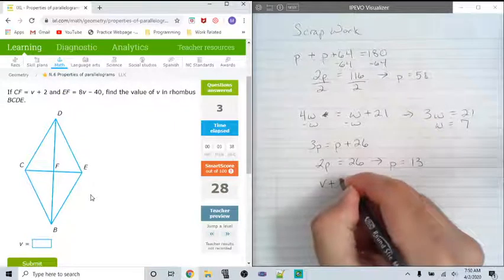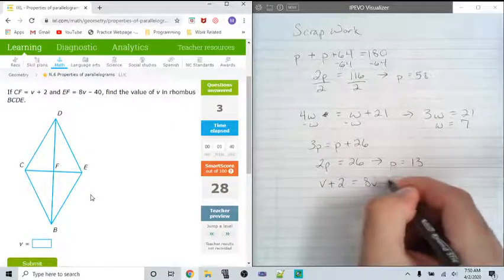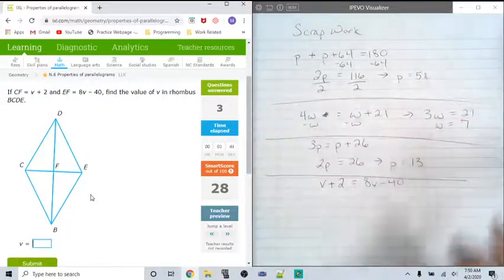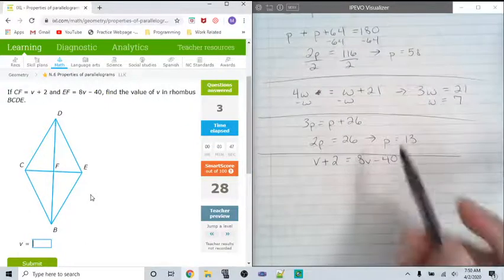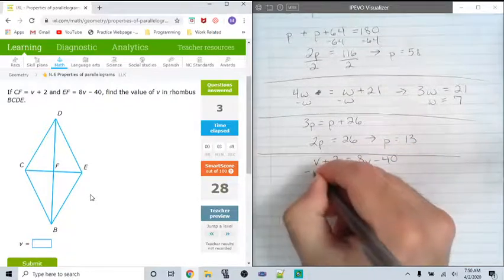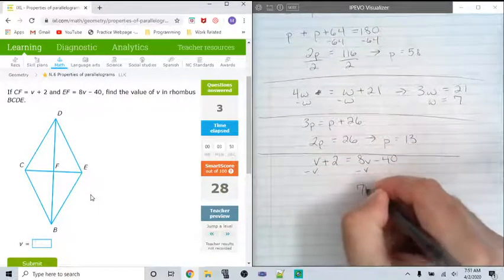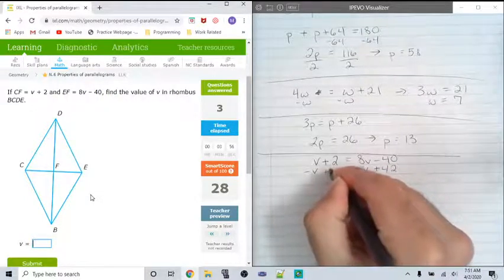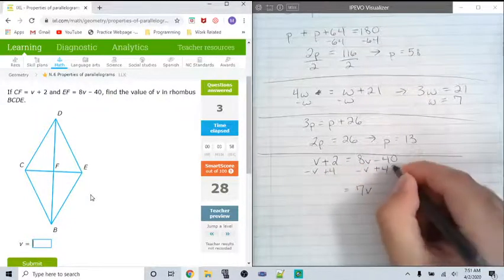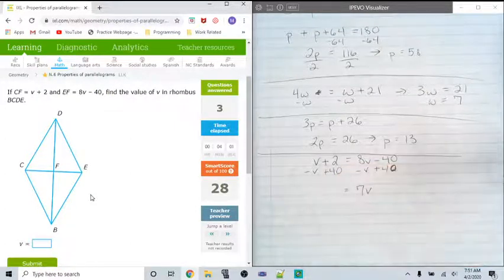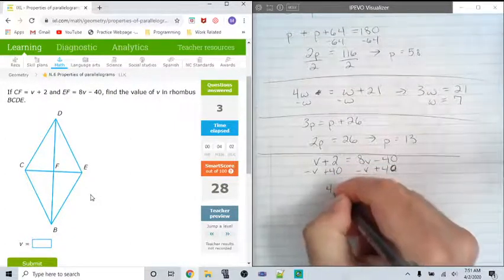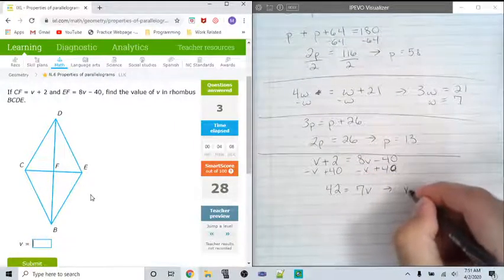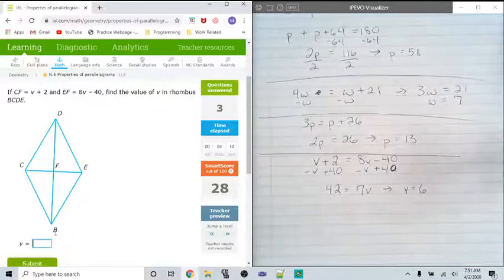So I know that V plus 2 would equal 8V minus 40. And you've got a couple ways you could try to set this up here if you'd like. Kind of separate these out. I'm going to subtract this V from both sides personally. You can do it the other way if you want and get 7V on the right. And I'm going to add 40 to both sides to get 42 on the left. Well, I know 7 times 6 gives me 42, so V should equal 6.